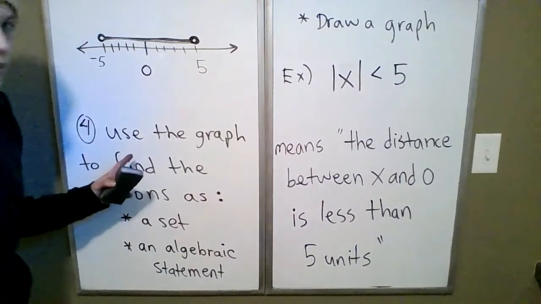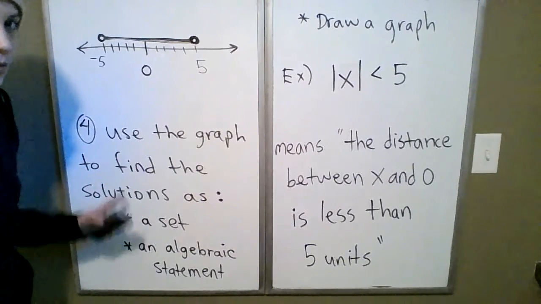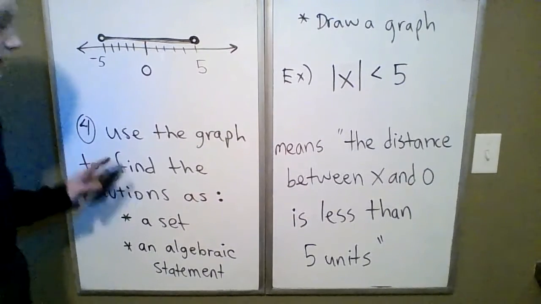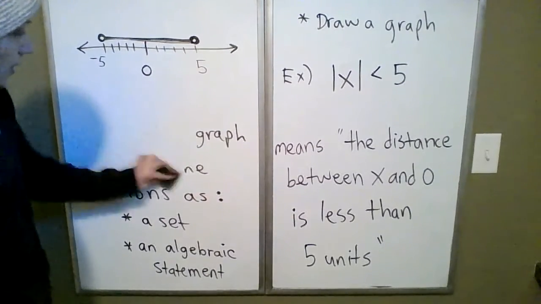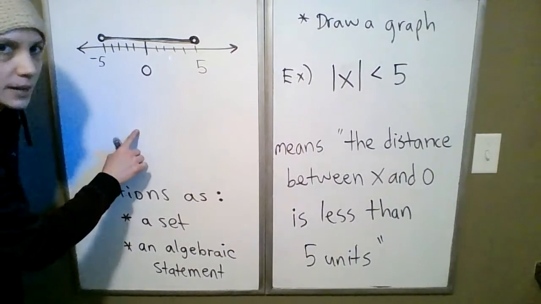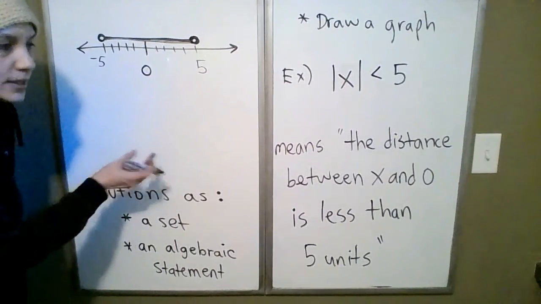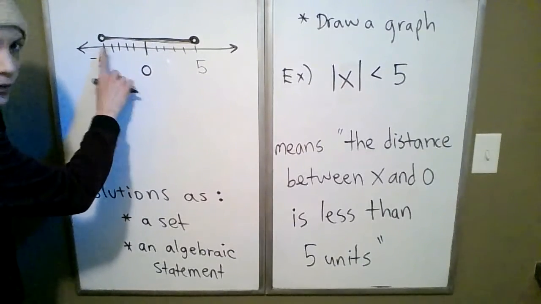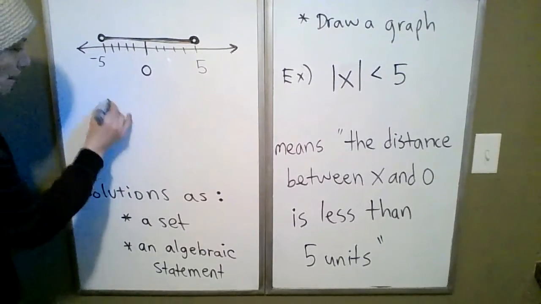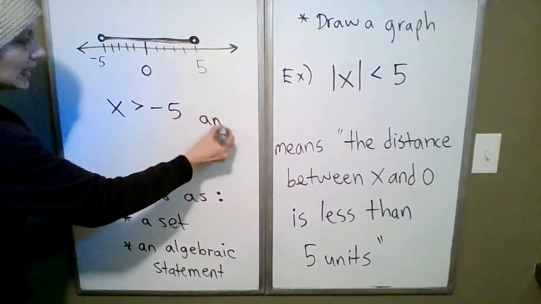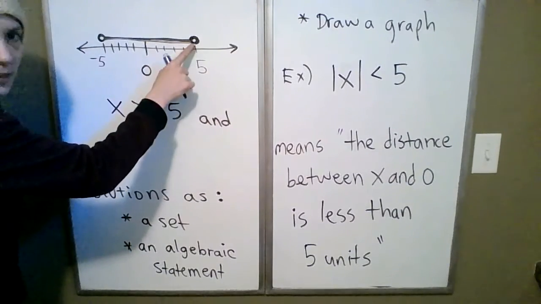Okay, now we're going to use this graph to write down where the solutions are. I'm going to first write it as different pieces, but then we can write the pieces together. So x needs to be greater than -5. And at the same time, x needs to be less than 5.